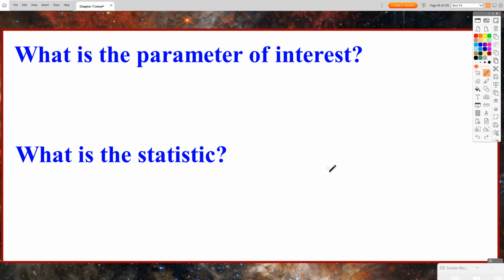What is the parameter of interest? What do we want to know about the population? And so this got split up between our 2 questions that we explored previously. So one parameter was the mean age of all runners.